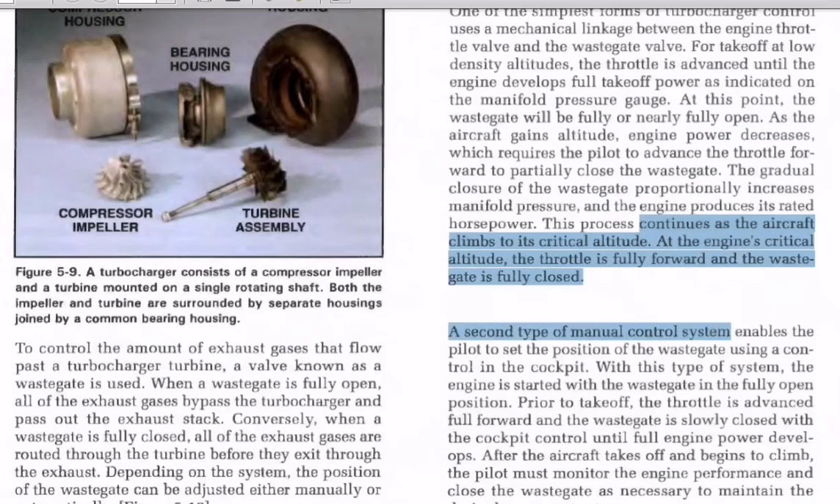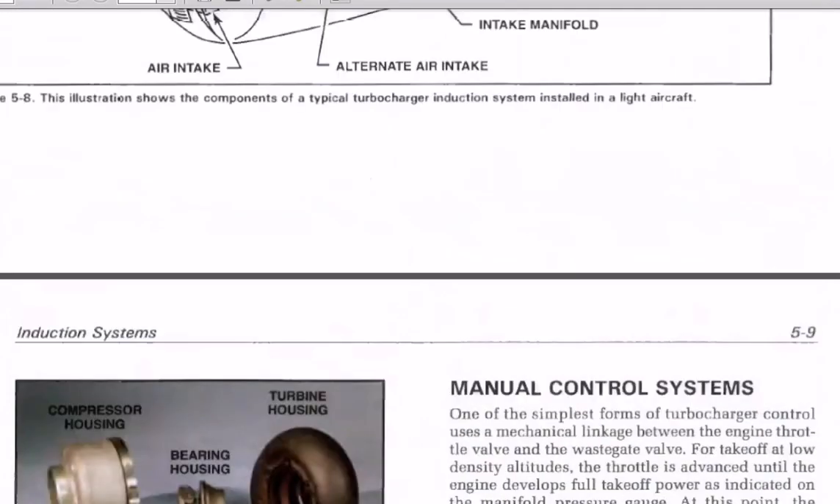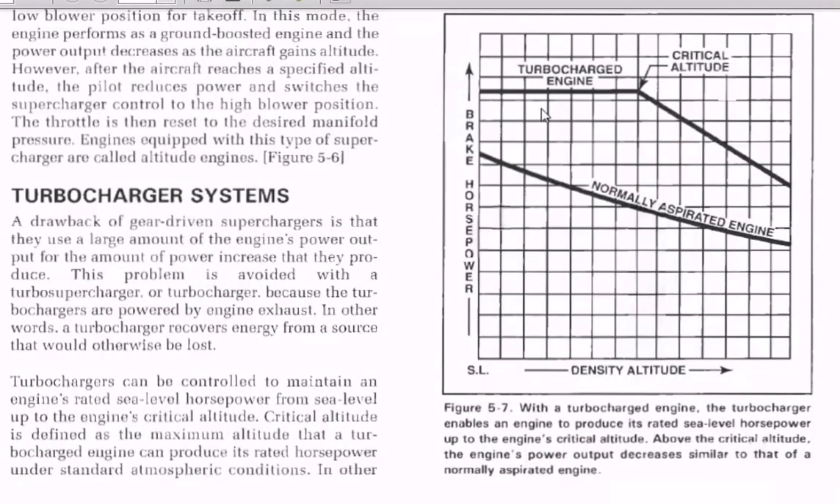So at the engine's critical altitude, the throttle is fully forward and the wastegate is fully closed. So like in the picture here. And so when the wastegate is fully closed, during the climb from sea level to this critical altitude, the wastegate is slowly closing, slowly closing. And then when it reaches this certain altitude, it cannot go beyond that anymore. Why? Because the wastegate is already closed. It is already at maximum.